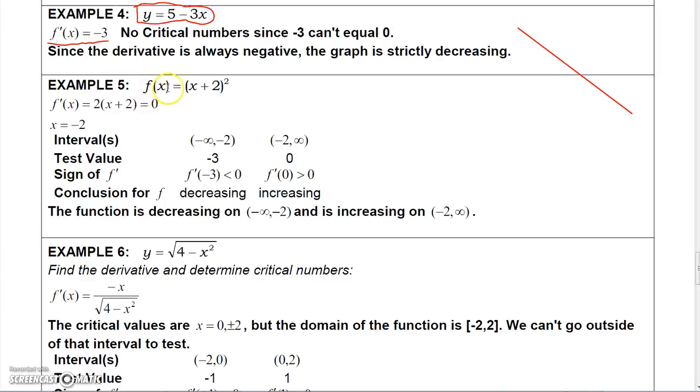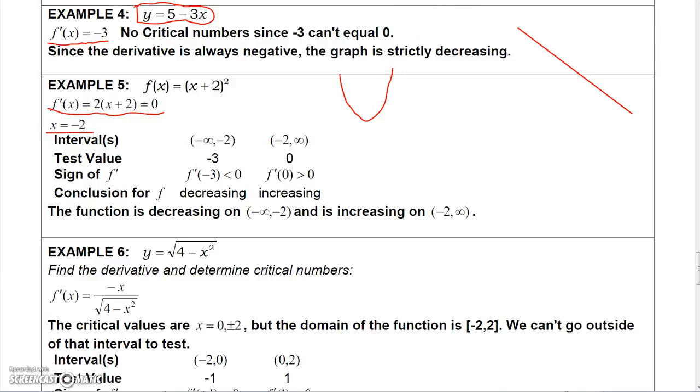Okay, here's another one. This is a parabola, and so you probably have a little bit of insight on this. If you graphed it, it would look something like this. It opens up, so it's going to be decreasing on one side of wherever the vertex is and then increasing on the other side. But all you have to do is take the derivative of this. The derivative is 2 times the quantity x plus 2. If you set that equal to 0, you get -2.